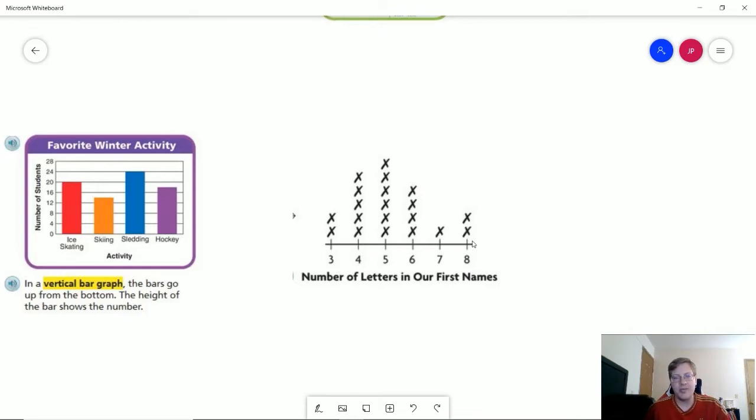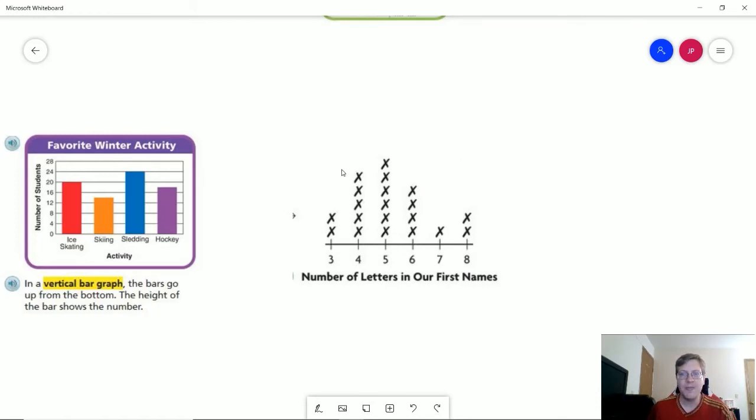If I wanted to know how many students have less than 6 letters in their name, then I would be counting all of the X's for 5, 4, and 3. So that is a frequent question that you will definitely see, especially as we get into test prep questions.